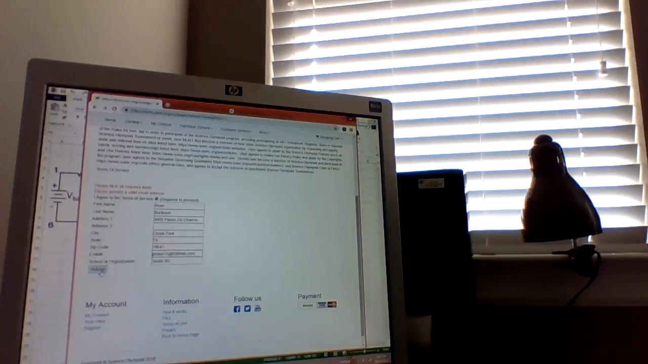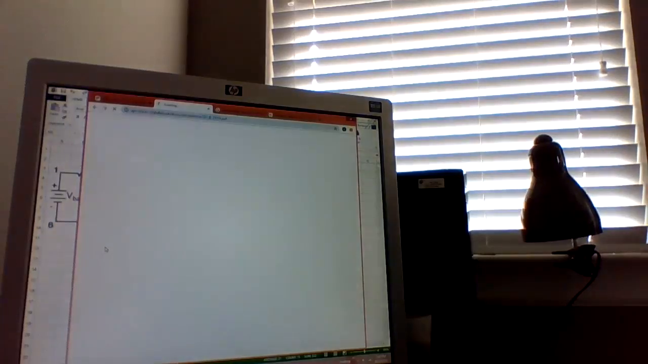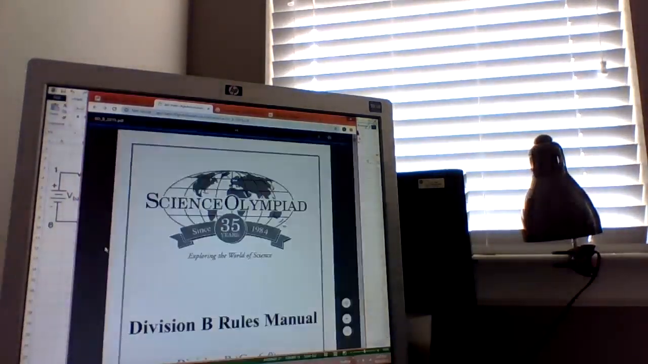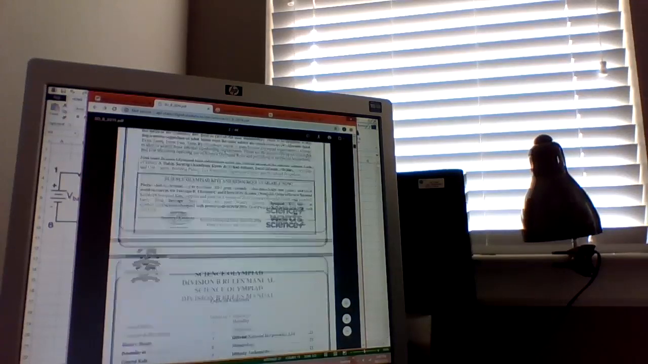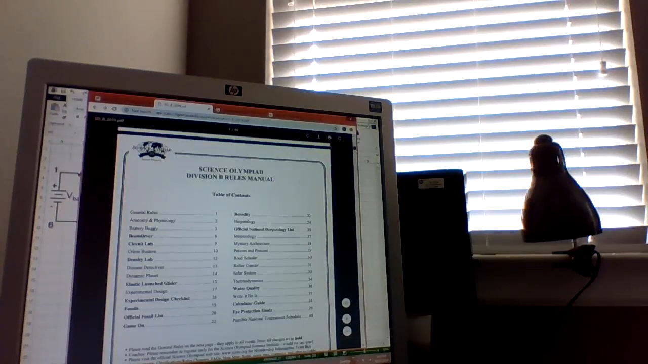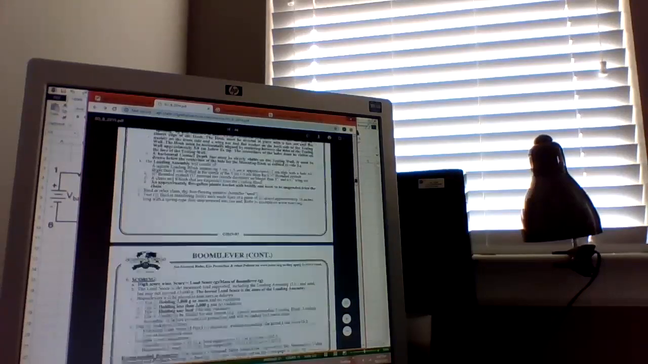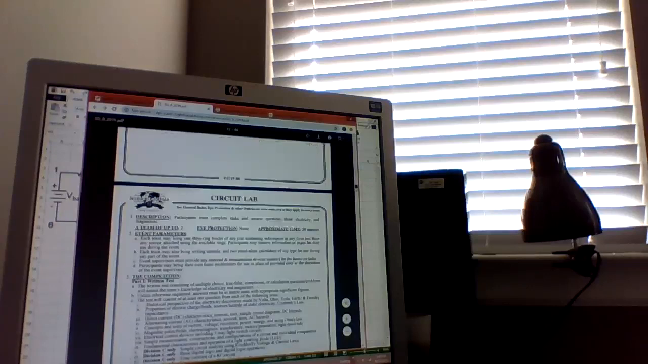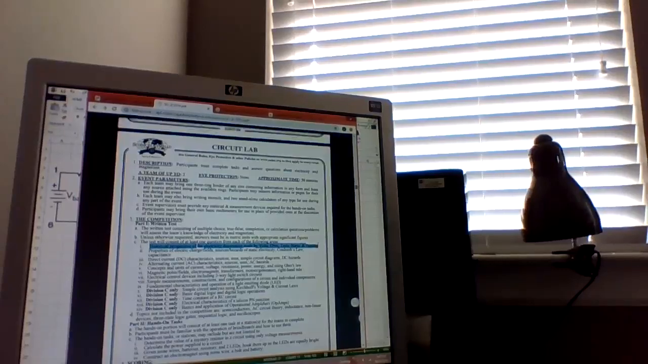Okay. So let's look at this. We're going to bring up the B manual first. And we're going to go down to Circuit Lab, which is actually going to be page 6. Historical perspective of the electric discovery by Volt. I am wrong. I had an old version of the rules.